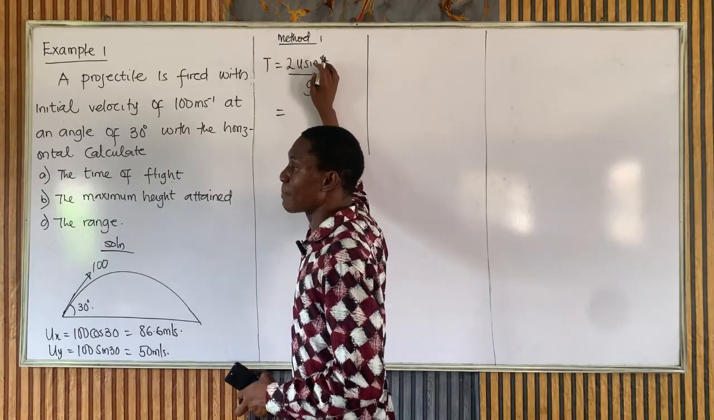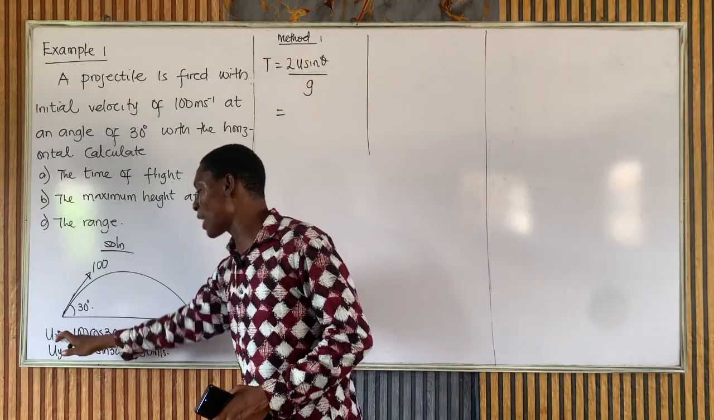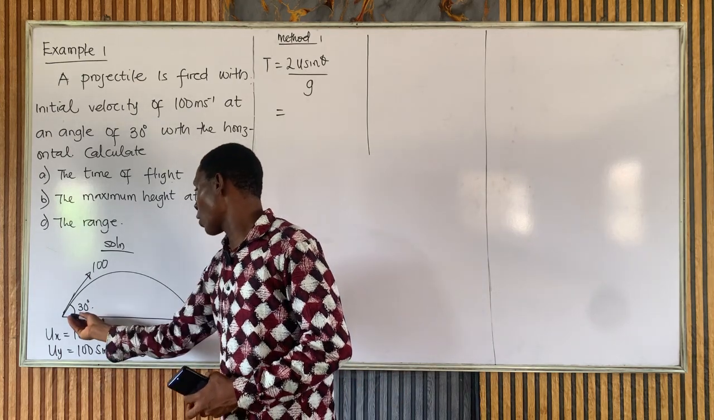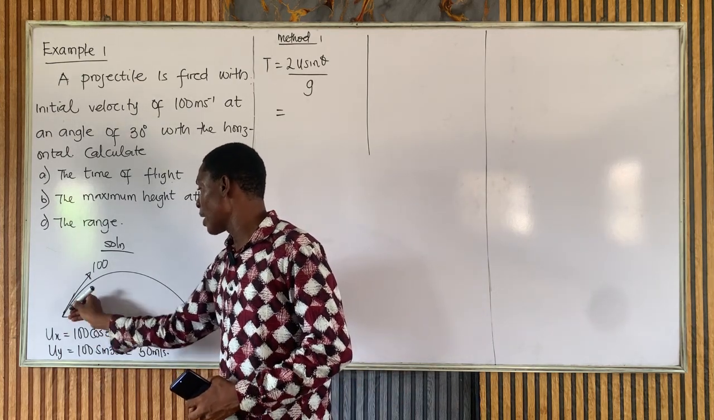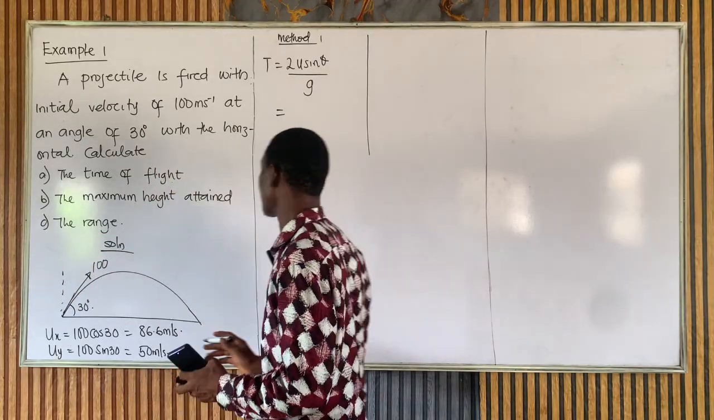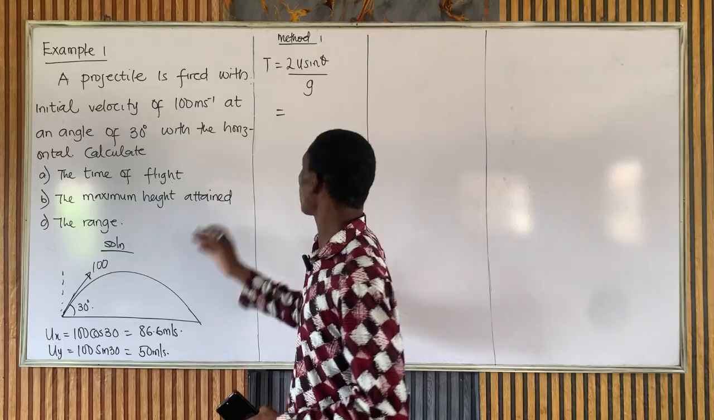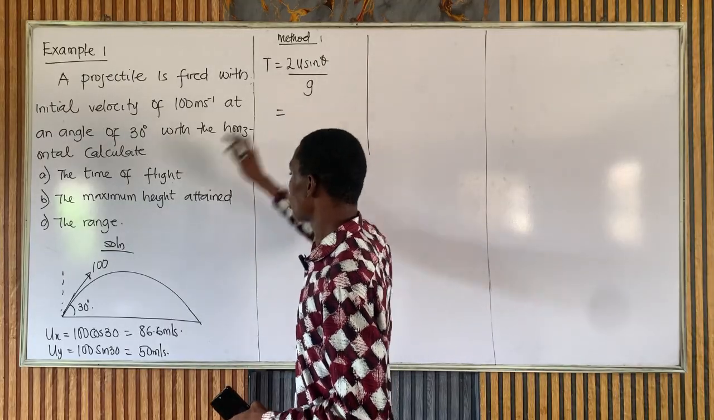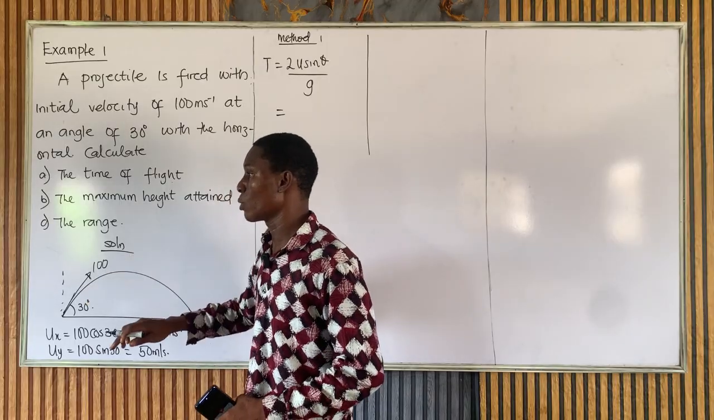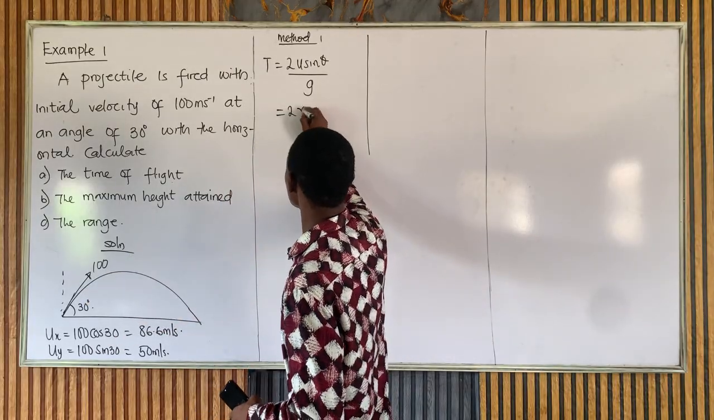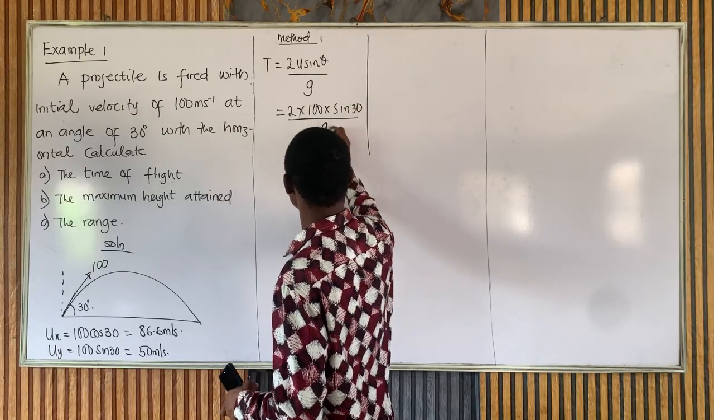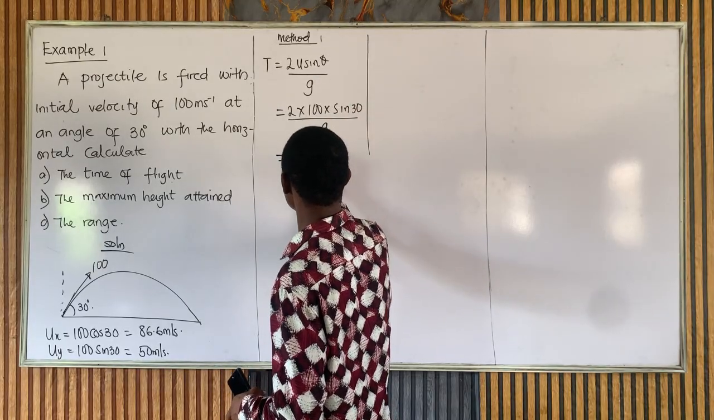Now, if you are solving with this method, you are working with u, not Ux or Uy. So you don't need to use Ux or Uy. Remember how we got this Ux? Resolving horizontally, that's 100 cos 30, and resolving vertically, 100 sine 30. But we don't want to do that now. We want to just use our normal equation. So your u is 100. Your u is not Ux or Uy. It is just the u, which is 100. So you say 2 times 100 times sine 30, that's your theta, over g. This will give us 10 seconds.